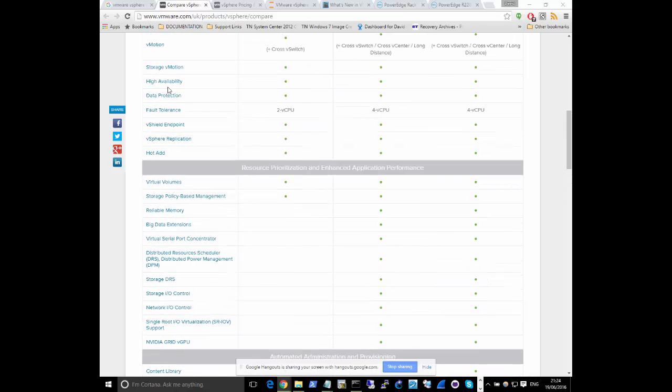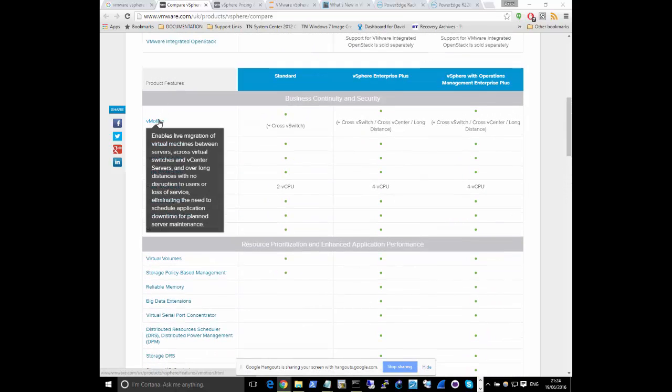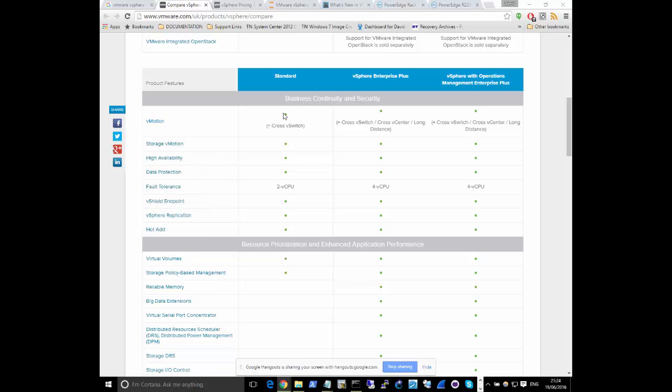Okay, so let's go through this feature set. Number one, you have this feature here called vMotion. Now this is available in Standard. Everything that's available in Standard is available in Enterprise Plus, so if it's available in Standard, we can forget about the other ones. We'll talk about this one maybe at the end.